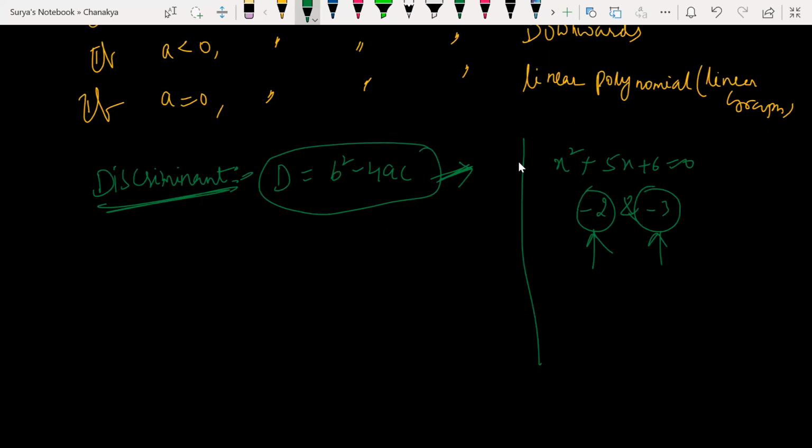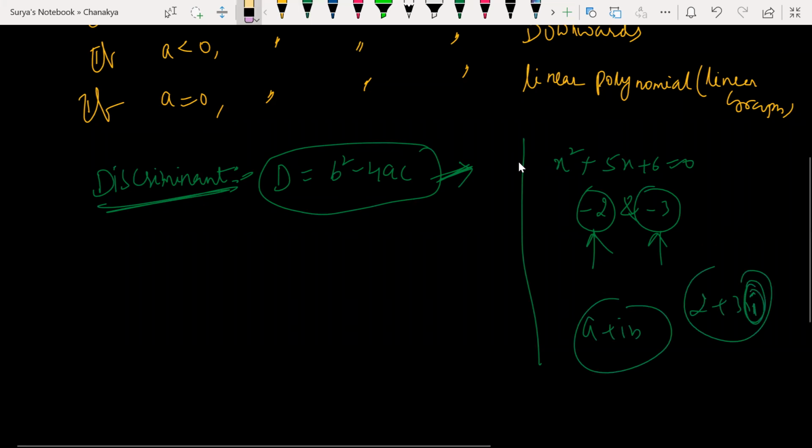What kind of roots? Nature of the roots is nothing but whether they are real roots, meaning real number roots, or imaginary roots. Non-real or imaginary roots are in the form of a plus ib, or 2 plus 3i. There will be i included.